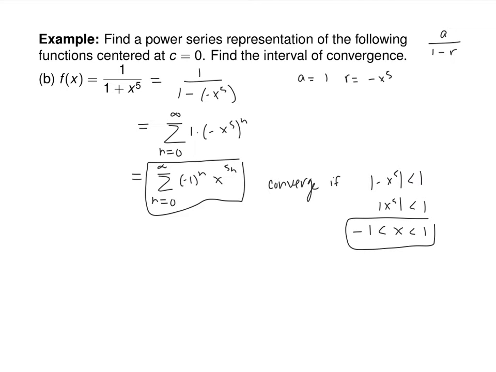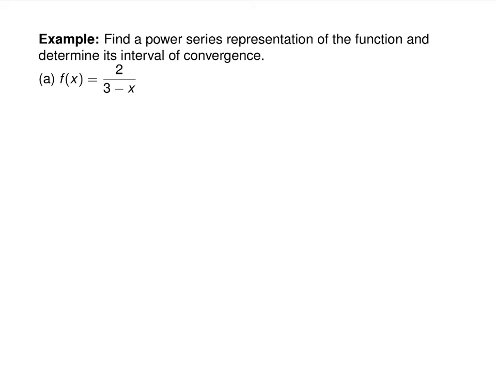Alright, so that's not so hard, so the whole trick is to use a double negative so you have a minus sign. Now what if this number had not been a 1? How do we deal with that? And here is an example. So we have 2 over 3 minus x.